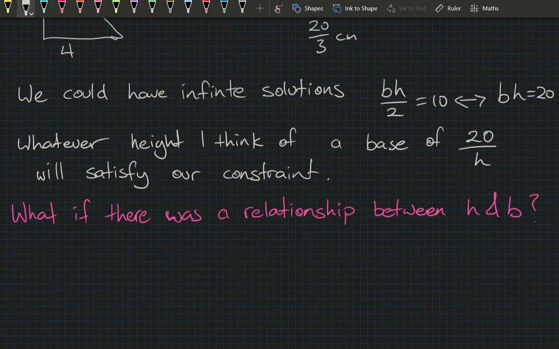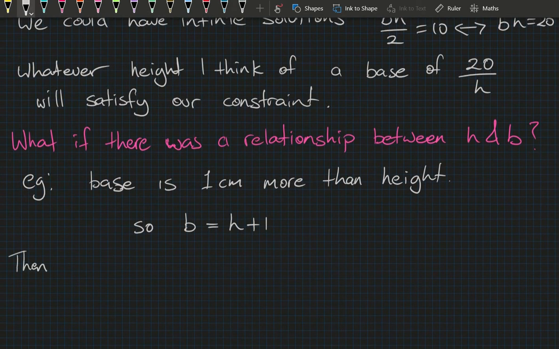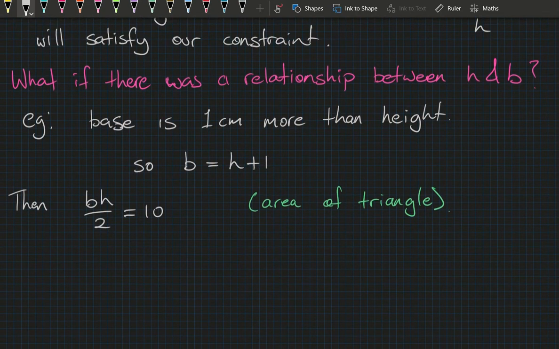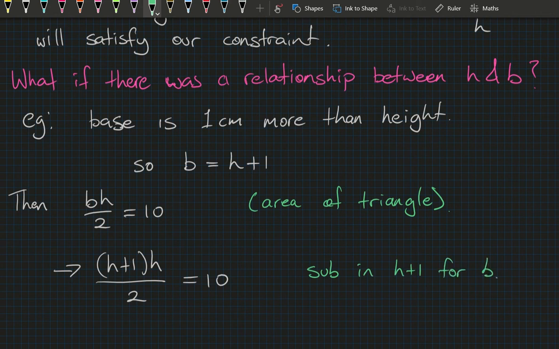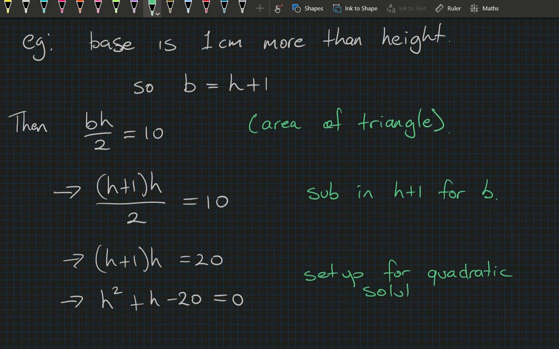But what if there was a relationship between our height and base? For example, we said the base is 1 centimeter more than the height. So in other words, base is equal to height plus 1. But then we'd still have base times height divided by 2 equals 10, because this is still the area of a triangle. But with our defined relationship, we now have h plus 1 times h divided by 2 equals 10 when I sub in h plus 1 for b. So that means h plus 1 times h equals 20. And then we can rearrange that to be h squared plus h minus 20 equals 0 when we set it up for a quadratic solution.